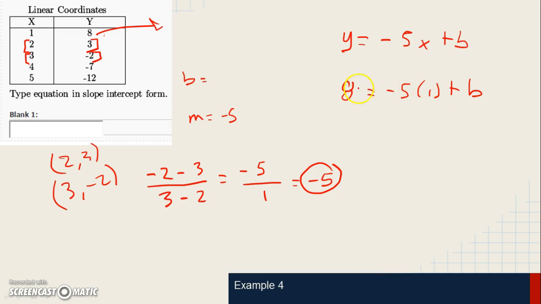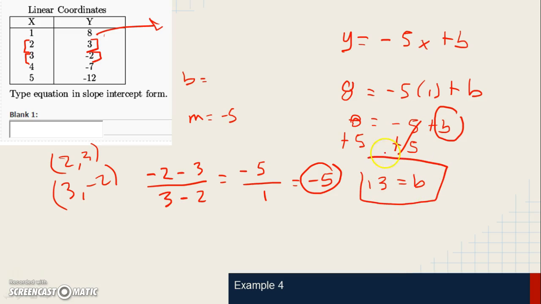And now what we're going to do is just simplify and solve for b. So negative 5 times 1 is just negative 5, plus b equals 8. And if we're solving for b, we need to eliminate this negative 5. I'm going to add 5 to both sides to do so. I have 8 plus 5 is 13. Negative 5 plus 5 is 0. 0 plus b is just b. So now we know that our y-intercept here is 13.